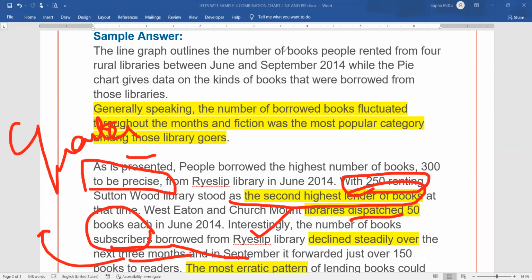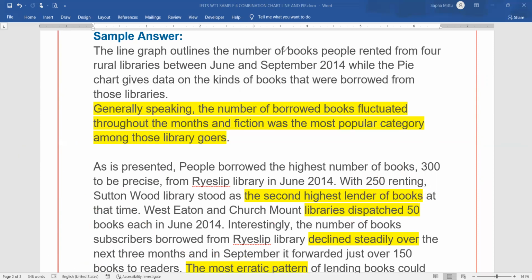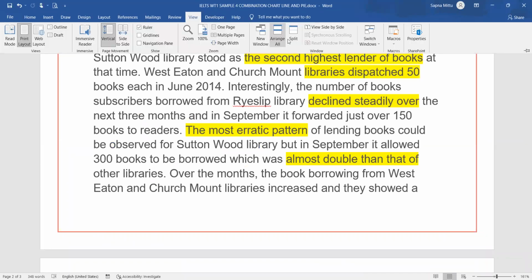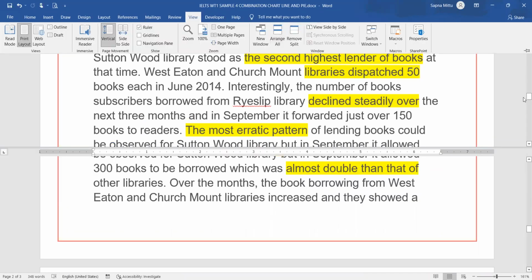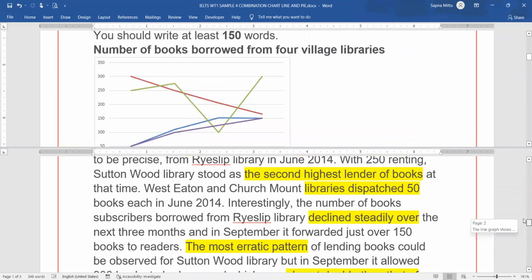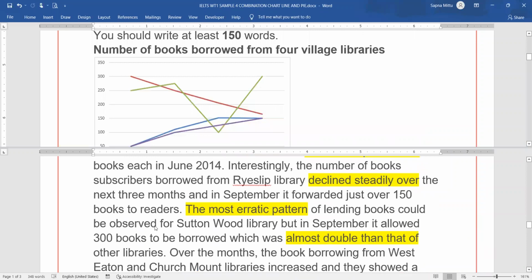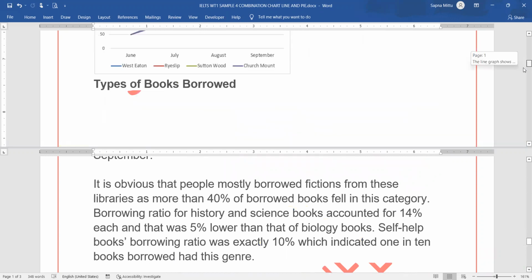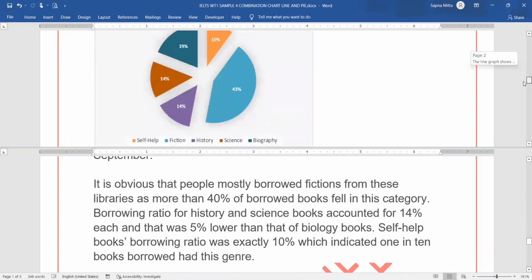And you can also see the line which is given in yellow. That is the most erratic pattern जो मैंने आपको दिखाया था. If I split the window, you can see here in the line graph the most erratic pattern, and here we get this of lending books could be observed from Suttonwood Library. अभी ये change हो गया, which almost double हो गया था. Now moving to the pie chart like this, it is obvious. So I'll go to the pie chart and you can see ये है आपके पास.